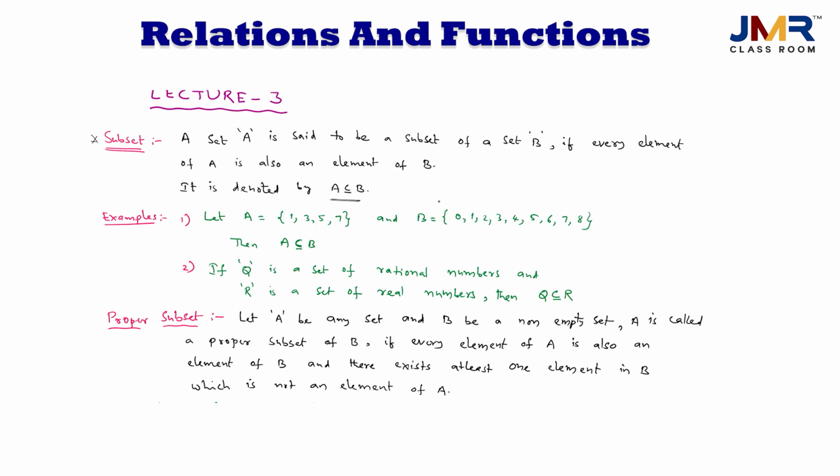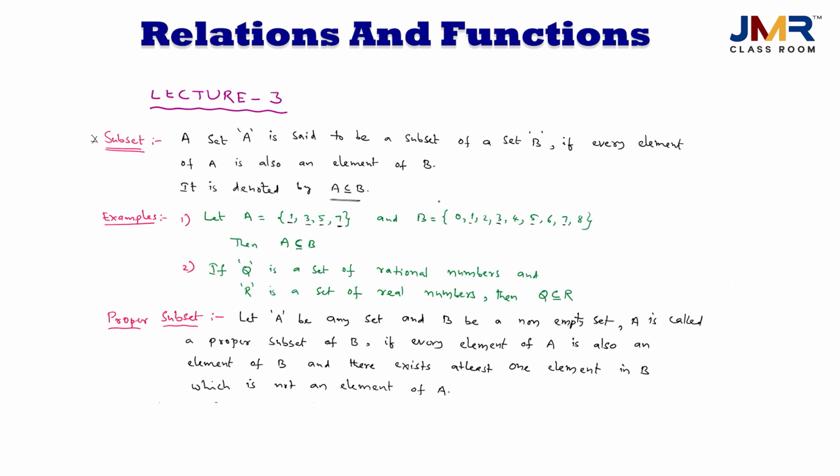One example: let A = {1, 3, 5, 7} and B = {0, 1, 2, 3, 4, 5, 6, 7, 8}. Then every element of set A is an element of set B. So 1 is an element of A, it is also present in set B. 3 is also present in set B. 5 is also present in set B. 7 is also present in set B. It is clear that A is a subset of B. Subset means every element of set A is an element of set B.